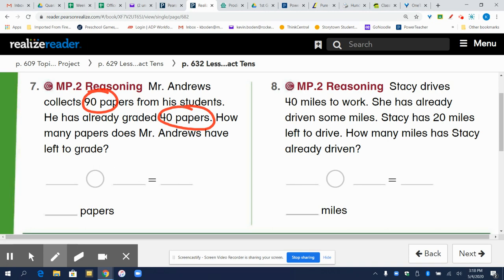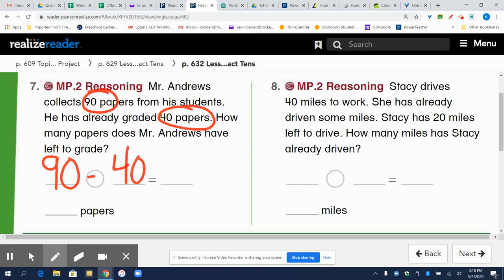Andrew collects 90 papers in all, so I'm going to start with 90 in all. He has graded 40 of them already, so I'm going to take those 40 away because he's already done checking those. So if we have 9 tens and we take away 4 tens, or 90 minus 40, how many does he have left? Well, let's see.